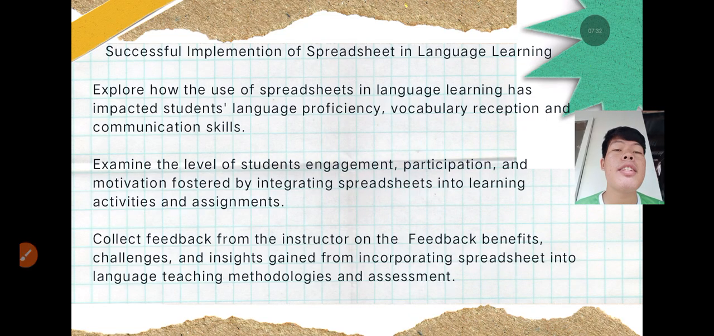And the third is to collect feedback from instructors on the benefits, challenges, and insights gained from incorporating spreadsheets into language teaching methodologies and assessment. So we can use the information that we collect, of course, in order to make good implementations for the next implementation.